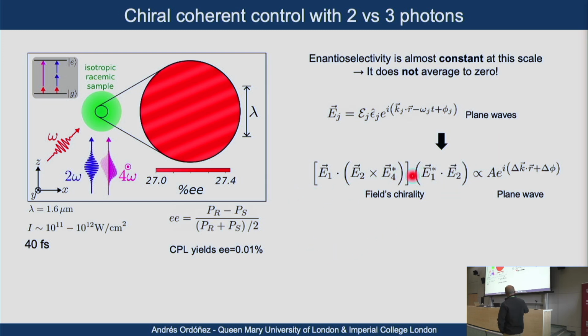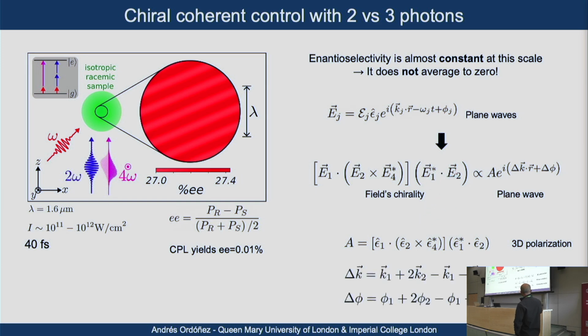So again, a triple product, but now also a scalar product. And the important part here is not only that we have this extra scalar product, the important part is now that the wave vector has this form. So now we have K1 plus 2K2 coming from the 3-photon pathway, so K1 plus K2 plus K2, minus K1 minus K4 coming from the other pathway.